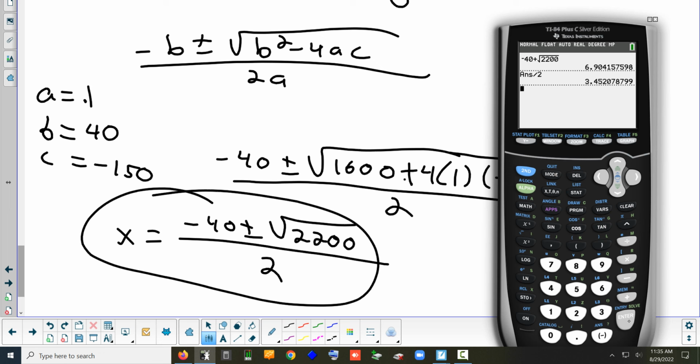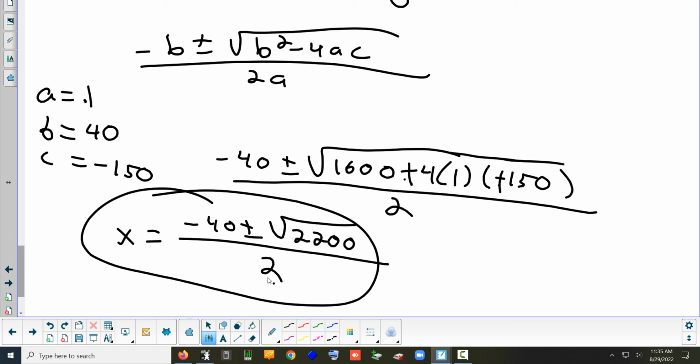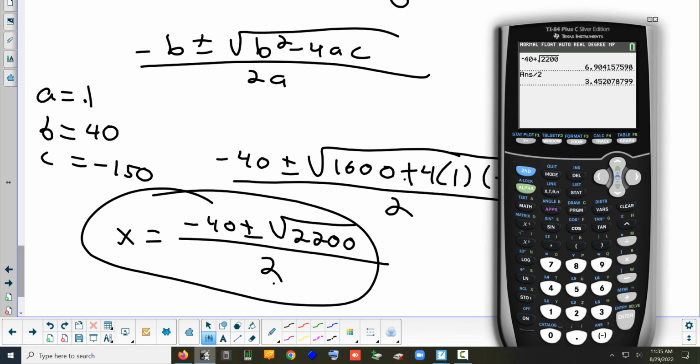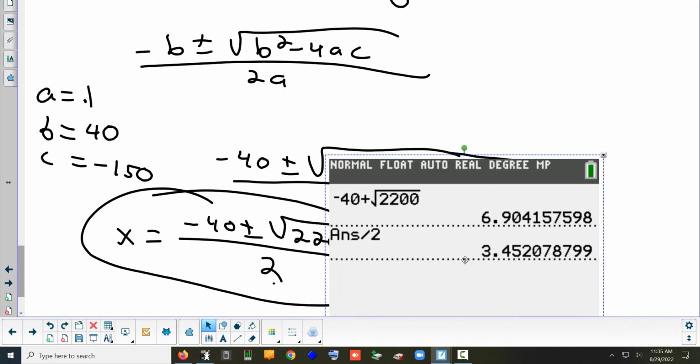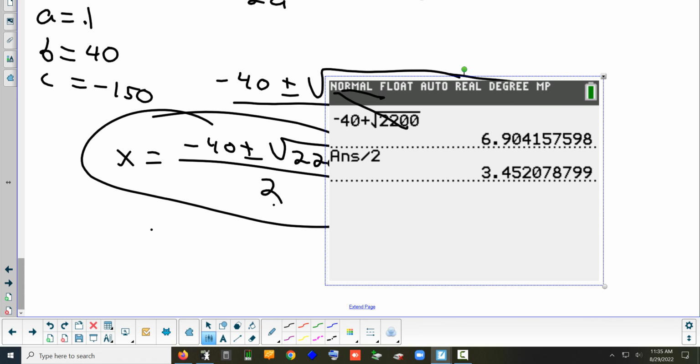So that means if I were to do negative 40 minus the square root of 2200 over 2, it would come out negative. Algebraically, it makes sense, but for our word problem, a negative width of the sidewalk doesn't make sense. So we're just going to go with the positive, 3.45. And that's feet, 3.45 feet. Yeah, it's about 3.45 feet.